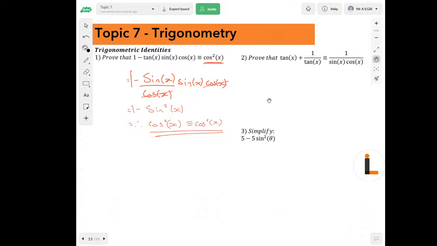Okay, so we know that tan x is equal to sine over cos. So we can say, well, therefore, 1 over tan x, if we take the reciprocal of the left-hand side of this identity, we can also take the reciprocal of the right-hand side, and we're going to get 1 over tan x is equal to cos over sine.